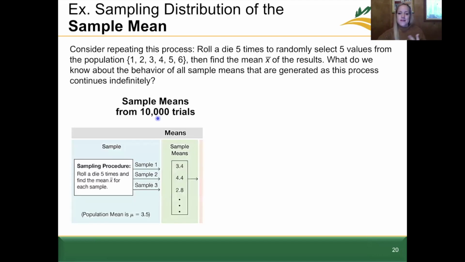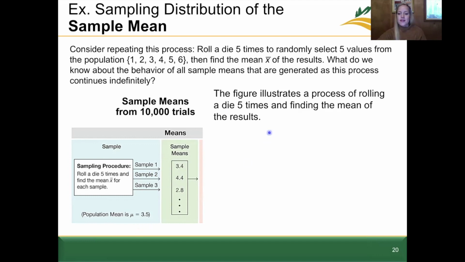So setting the stage here for sample means, if we have 10,000 trials again. Our sampling procedure here is that we're rolling the die 5 times. We're taking the mean or X bar of those numbers when we roll the die 5 times. Let's say for sample number 1, rolling the die 5 times, we get a sample mean of 3.4. If we roll the die 5 more times, that's sample 2, we have a mean of 4.4. We roll the die 5 more times, that's sample 3, that mean is 2.8. Remembering our terminology here, X bar is the sample mean, mu is the population mean.